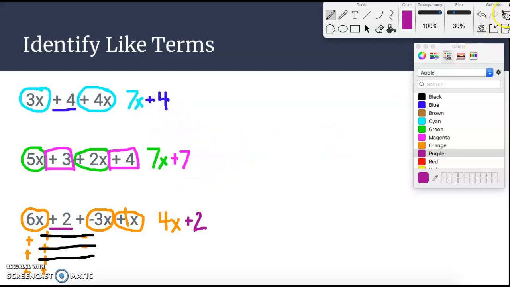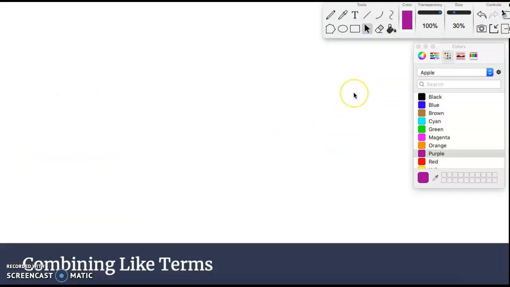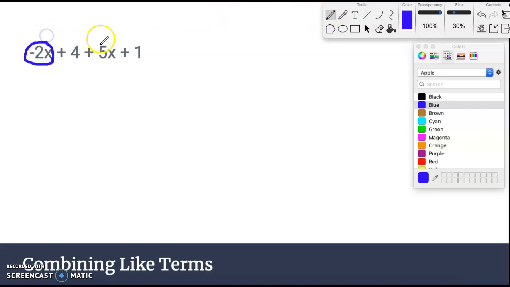All right, let's look at some more slides, and we're going to use some that have more negatives in it, like that last one we just did. So, negative 2x plus 4 plus 5x plus 1. I'm going to again start with my variables. So I see negative 2x and positive 5x, okay? The sign in front of it, the subtraction or addition sign, tells us if it's positive or negative. So it's because there is a plus sign in front of the 5, that's how I know this is positive.